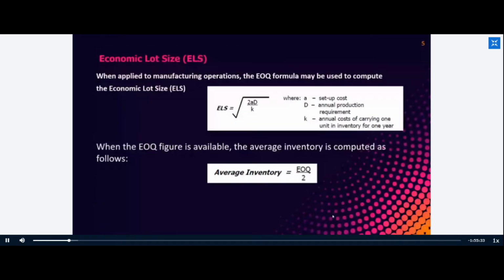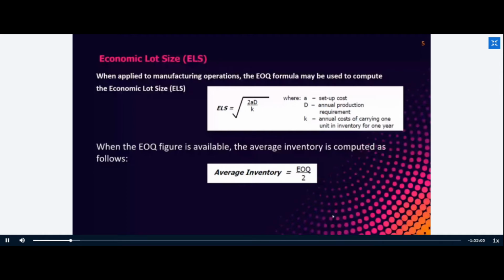When applied to manufacturing operations, the EOQ formula may be used to compute the economic lot size. Basically, when we're talking about economic lot size, it's the same as the EOQ. It's another terminology to denote EOQ, so it's one and the same. At least you're familiar at this stage that economic lot size, or ELS, is synonymous with EOQ.